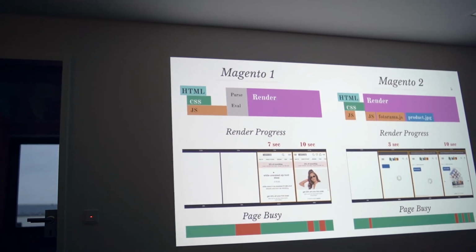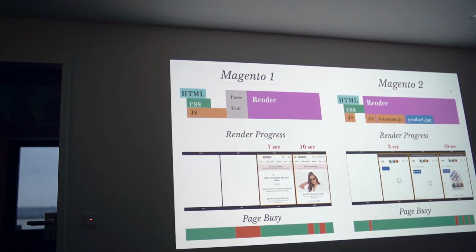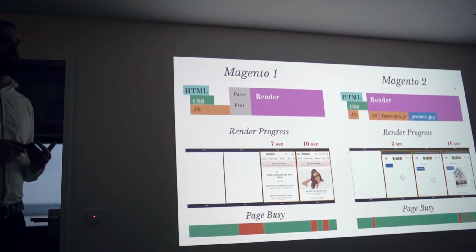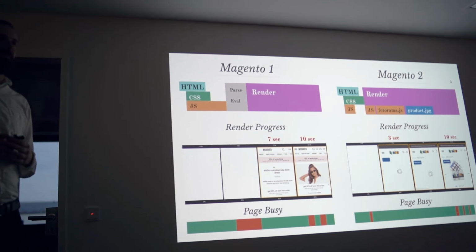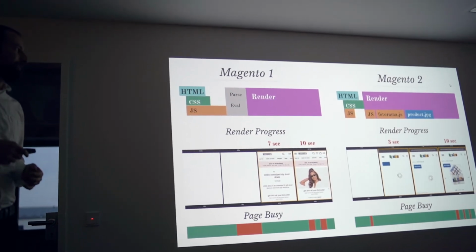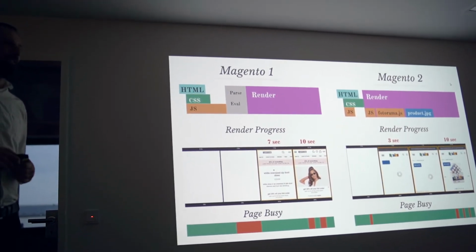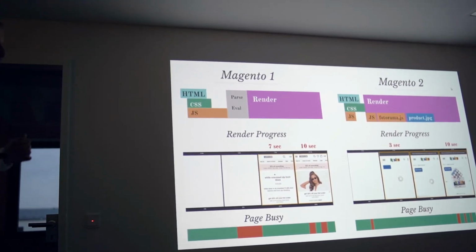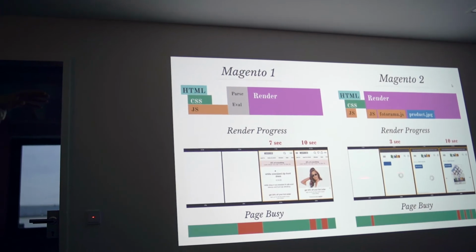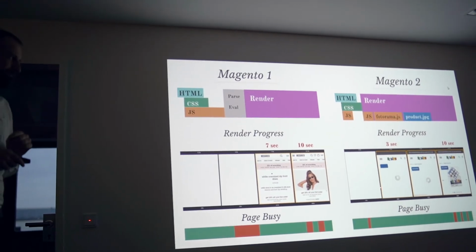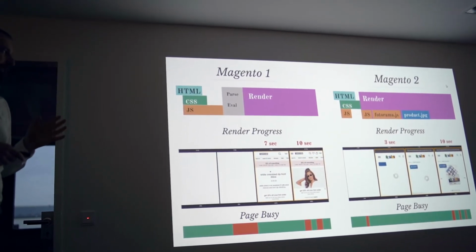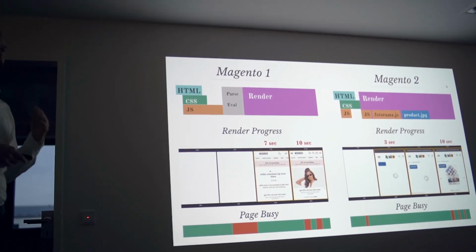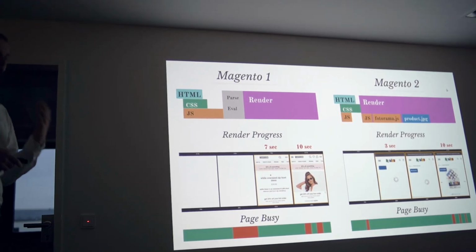In Magento 2, things became better because there is a different way of loading JavaScript. Is anyone familiar here with the Magento 2 frontend? Do you know what this is and what's happening here? No. Okay, let's just look at the most important thing first. We can see that we see content at the 3rd second. Compared to Magento 1, the case in Magento 2 is much better for start render time.